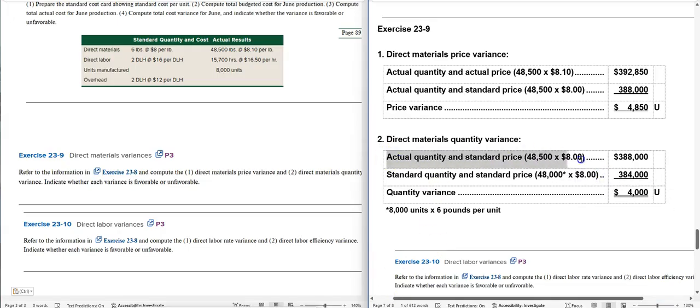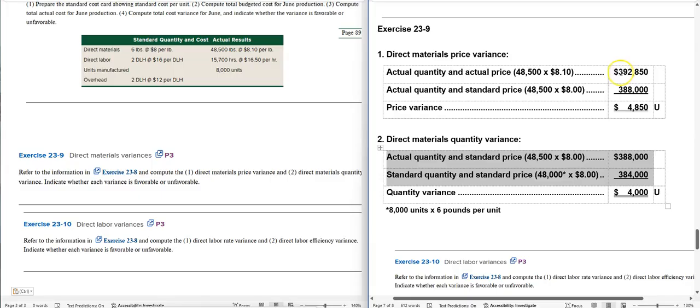Notice the only difference between these two numbers: one is using actual quantity, the other one is using standard quantity. They're both using the standard price. So the cause of the difference between these two is going to be quantity or volume of material usage. Actual quantity at the standard price was greater than the standards say we should have. That is also unfavorable. We used more to make 8,000 units than the standards say we should have.